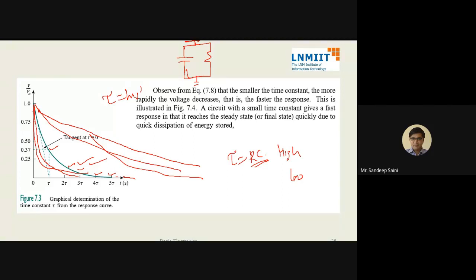Why are we replacing with a short circuit and all, sir? See, because we want to, yeah. If I replace the resistor with a short circuit, tau is equal to RC. R will be 0, so tau will be 0. That means this capacitor will discharge immediately.